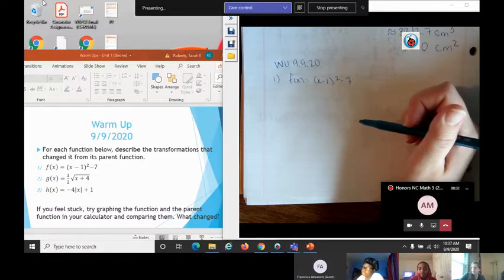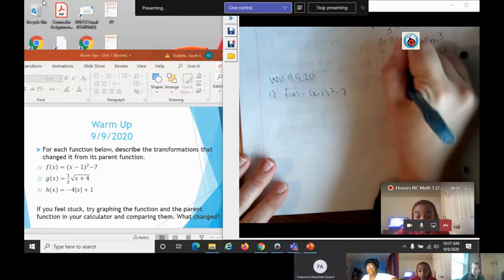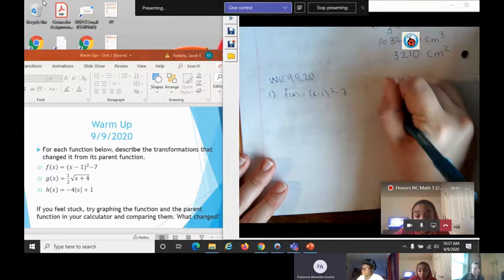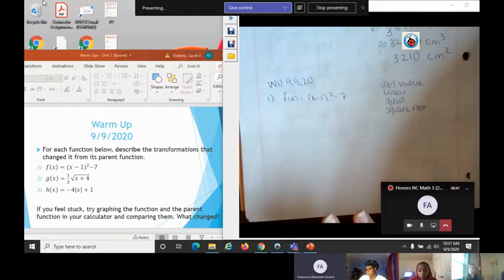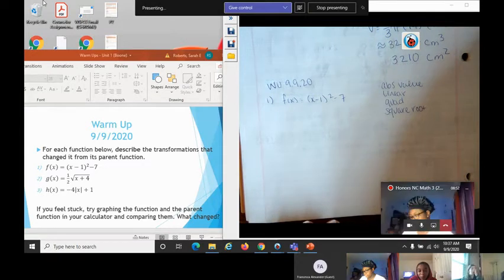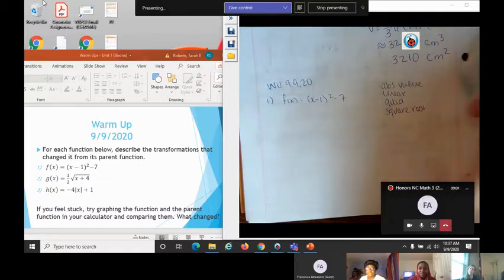No. So we had 4 options: absolute value, linear, quadratic, and square root. Which one of those 4 is it? So Aaron, is it absolute value? Is it absolute value?